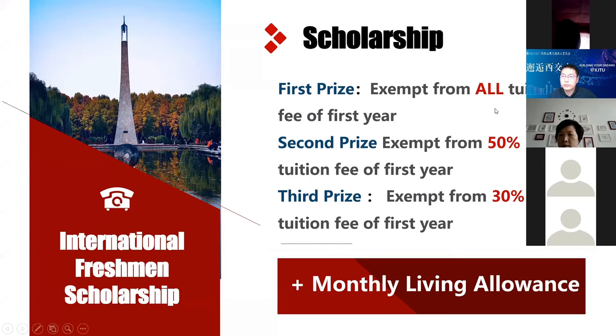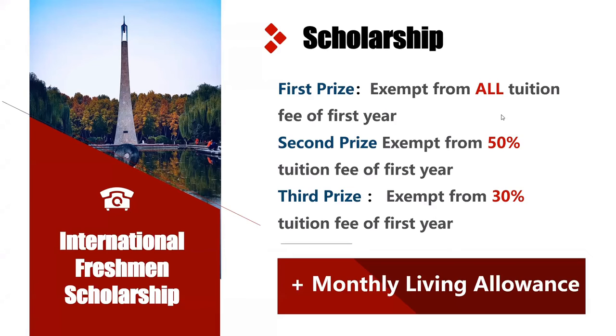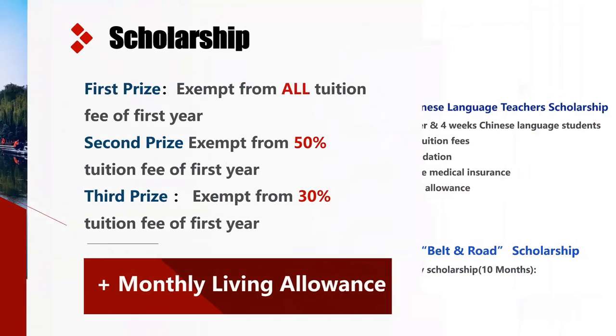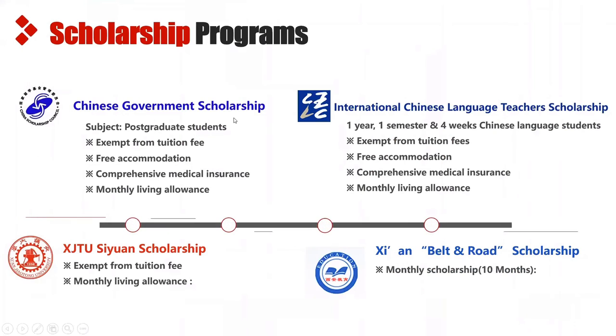There are three prizes for this scholarship. The first one is an exemption of all the tuition fee of the first year. The second prize is an exemption of 50% of the tuition fee. And the third prize is a 30% exemption. And there's a plus, which is a monthly living allowance. The detailed amount is determined by your performance during your selection and your study in the first year. And after that, we come to the level of postgraduates, the master's and PhDs, and here are the scholarship programs we offer.